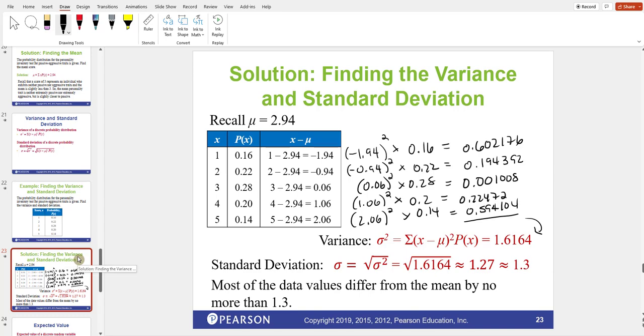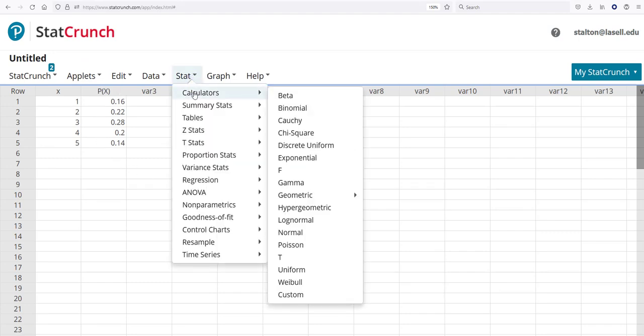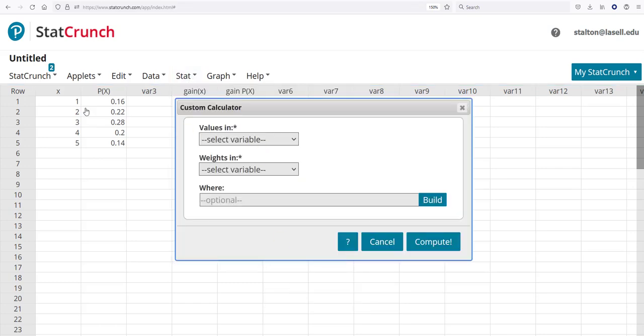Okay. All right, so what does this mean? Most of the data values differ from the mean by no more than 1.3. So I'll go ahead and show you how to do this in StatCrunch. I already have my numbers in here. I have my x values and the corresponding probabilities. You're going to go to Stat, Calculator, and then you're going to come down here to Custom. Your values are your x values, and the weights are considered your probability. So you want P of x.